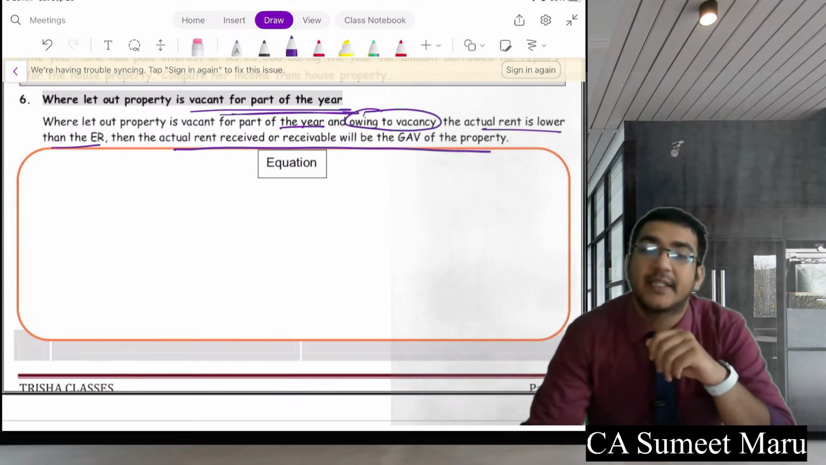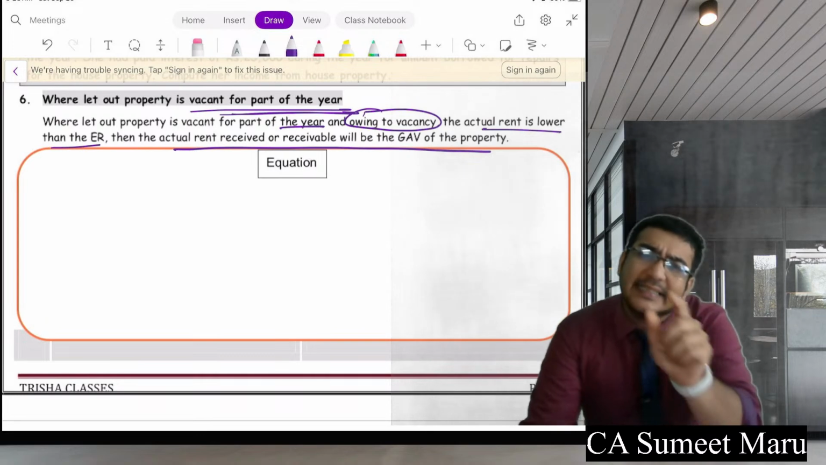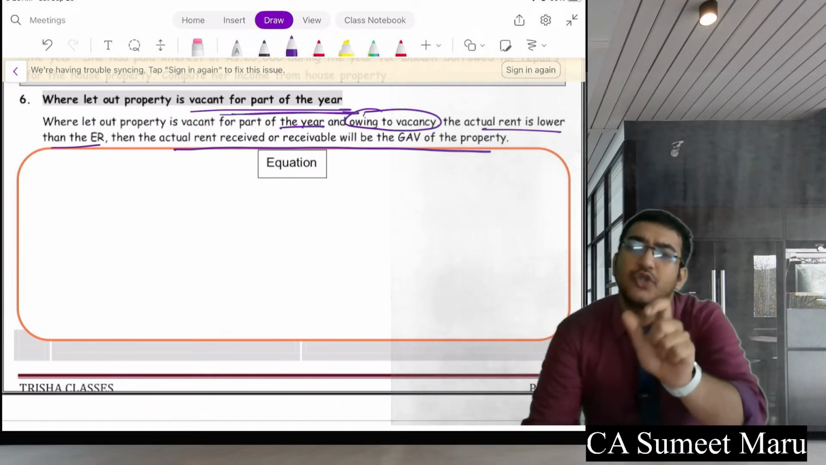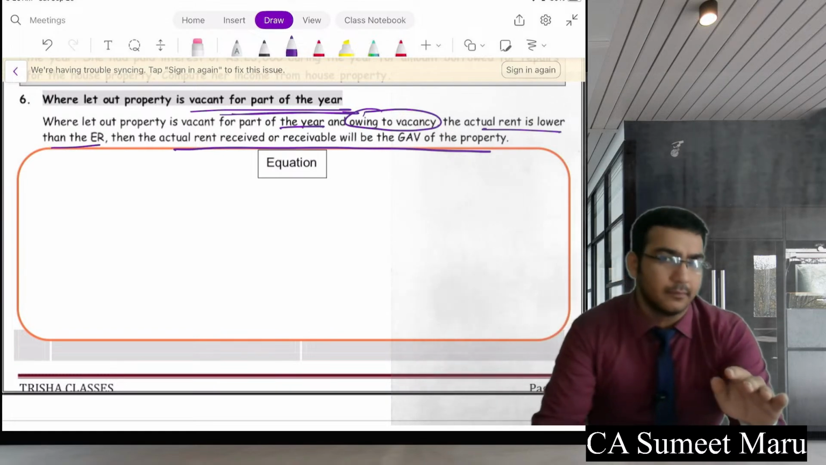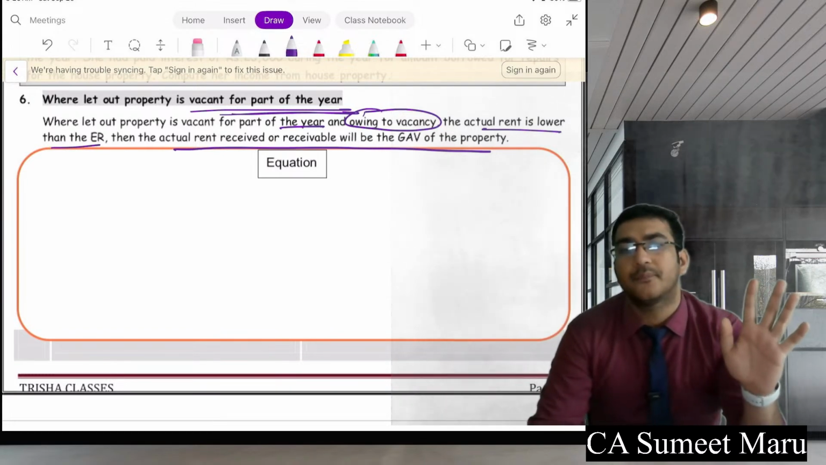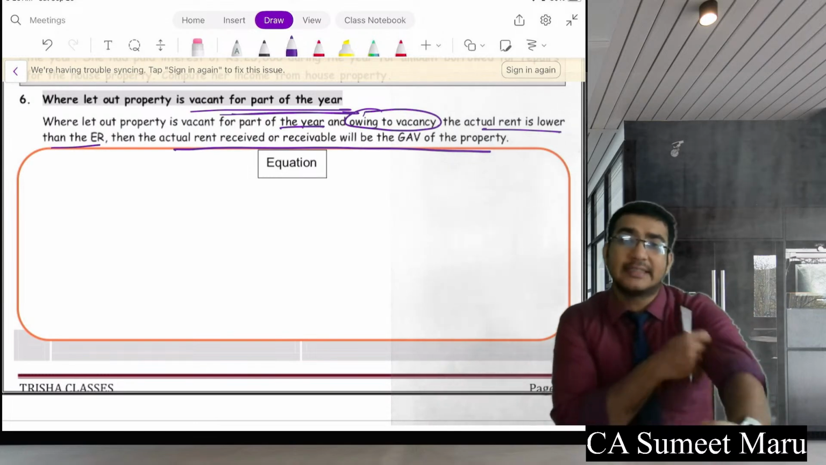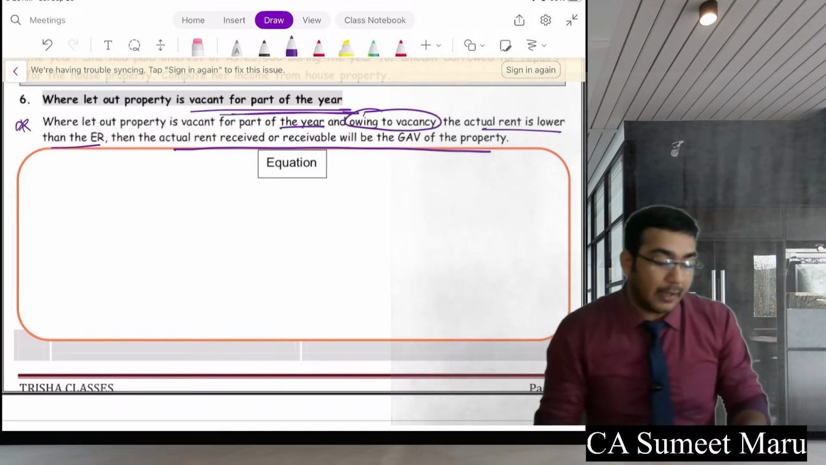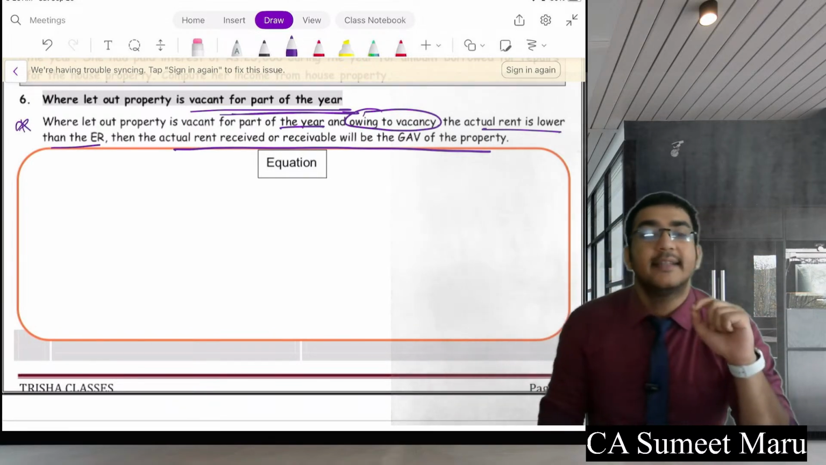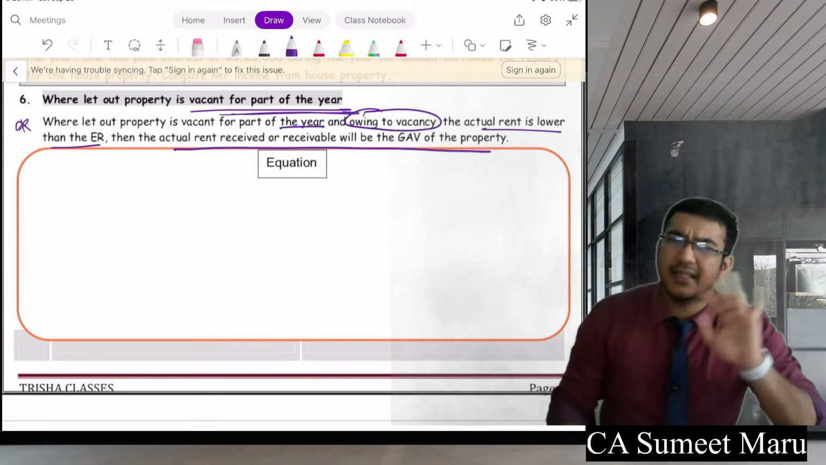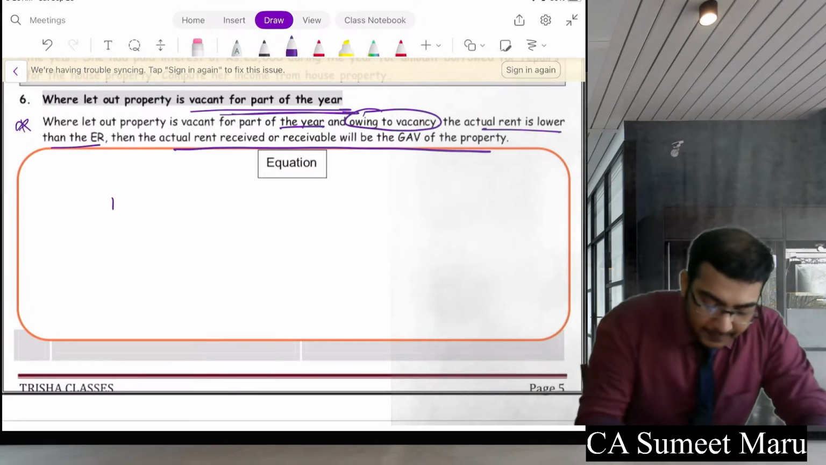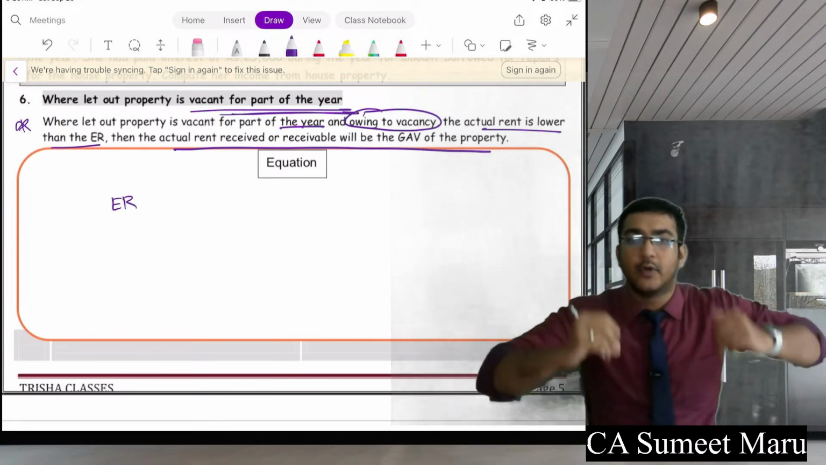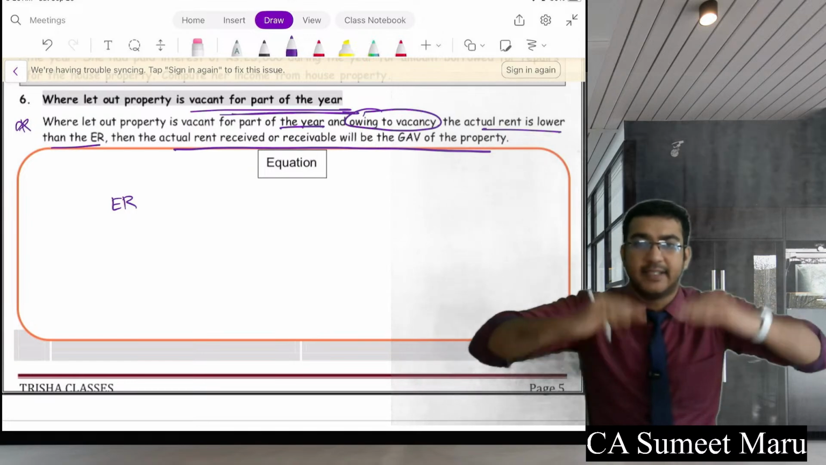Now see what they have said: because of vacancy, if you are getting a loss, because of your vacancy your actual rent is lower than expected rent, then no problem. Actual rent would be your GAV. So what you have to do in such a question? These are tricky, interesting questions, and one of the favorite parts of your examiner as well. In such a question, first you write expected rent. What is expected rent? Municipal value or fair rent, whichever is higher.